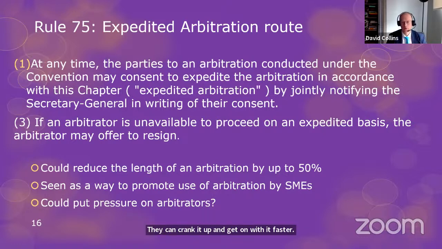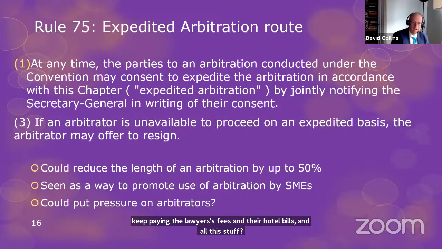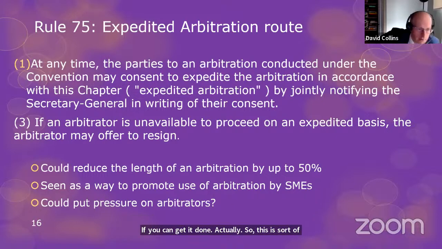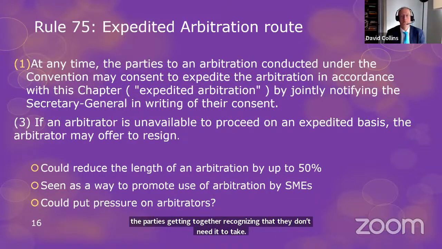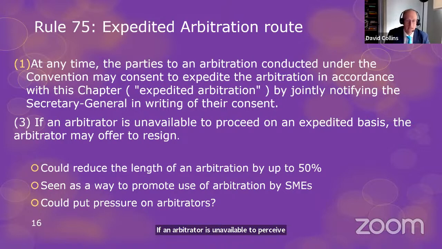Why keep paying your lawyers' fees and their hotel bills and all this stuff if you can get it done faster? So this is sort of the parties getting together and recognizing that they don't need it to take as long as it does. If an arbitrator is unavailable to proceed on an expedited basis, maybe because they're teaching during the day or they've got marking, which is something that I can identify with, the arbitrator then can offer to resign and say, well, I have a book deadline, or I don't know, it's my daughter's graduation or something, I can't make it. So it's suggested that this could reduce the length of an arbitration by up to 50%.